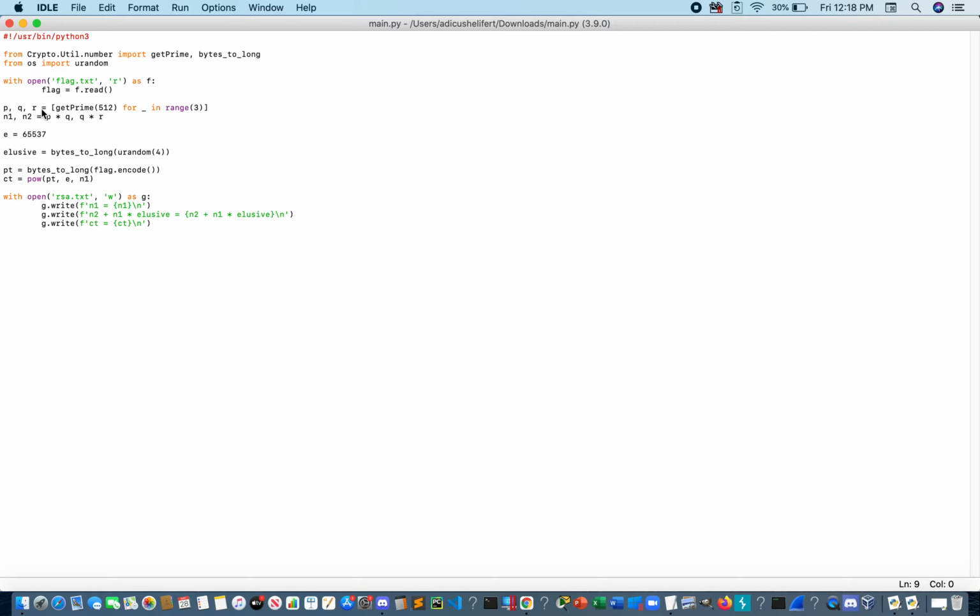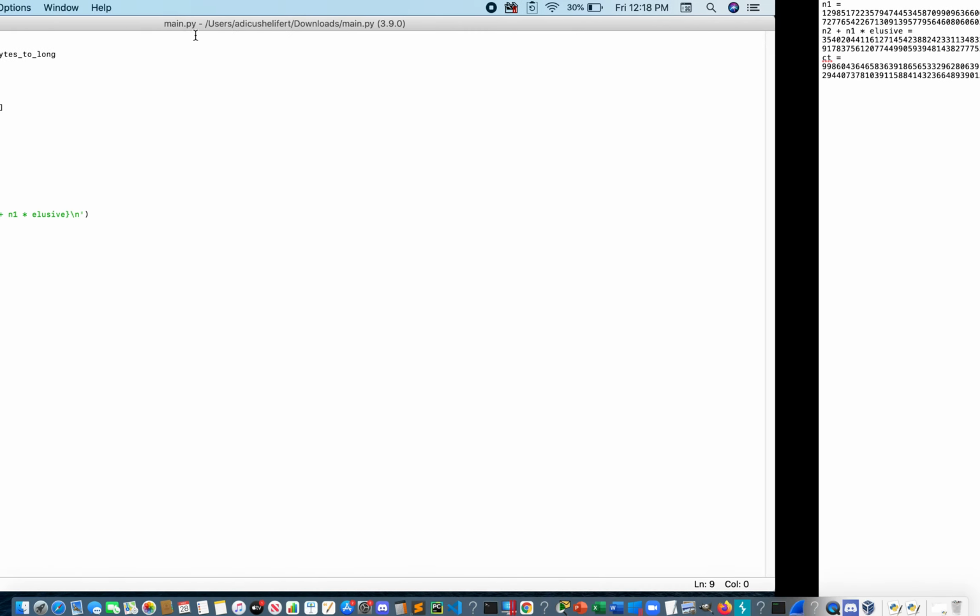The CT will be the plaintext to the power of e modulus n1, and then it will open rsa.txt and write the values of n1, n2 plus n1 times elusive, and CT. We can also infer that n2 plus n1 times elusive is the same as elusive times p plus r times q.